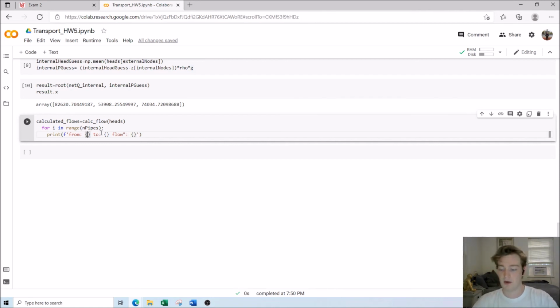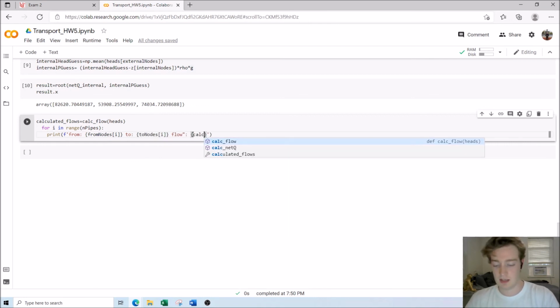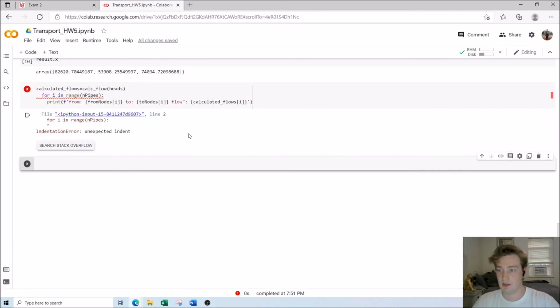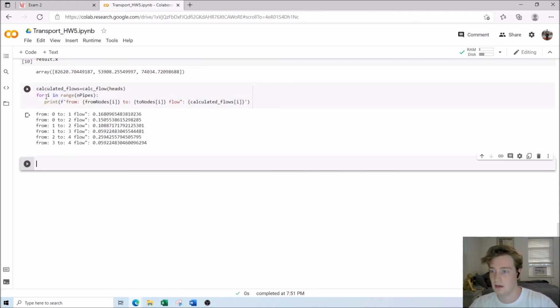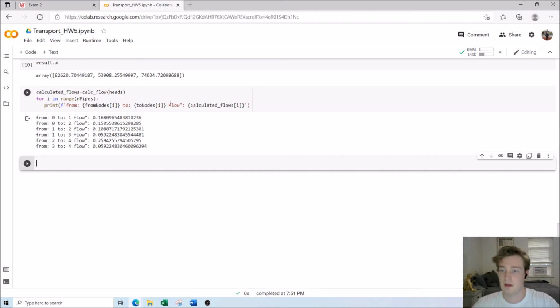So where is it coming from? We want the from nodes at I. The to, we want the to nodes at I. And the flow, we want the calculated flows at I. Let's see if this runs. Uh-oh. Aha. Let's fix that. Beautiful. Let's fix my typo again.